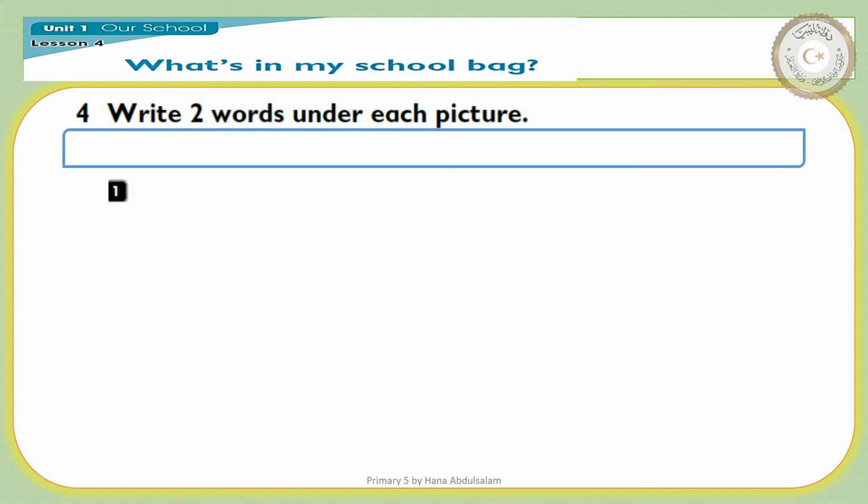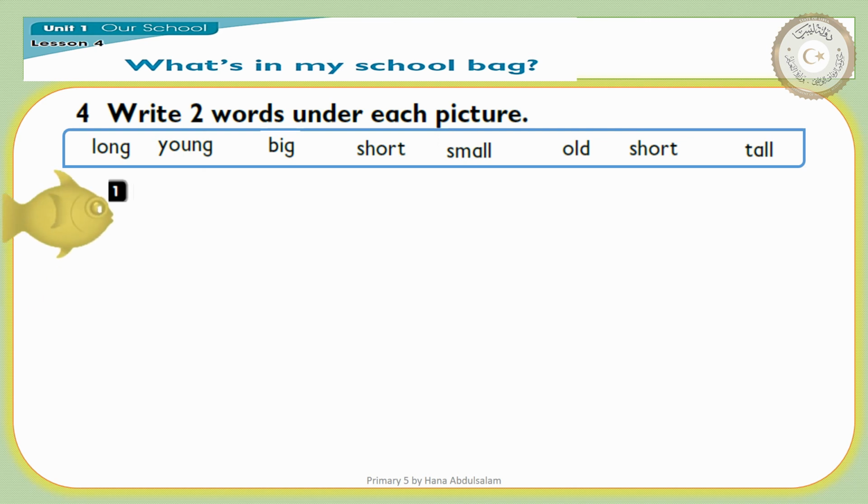So now we are going to number 4. What do we have in number 4? We have words. Do you still remember long, young, big, short, small, old, short, tall? Now we have the first picture. What's this? It is a fish. And this is another fish.